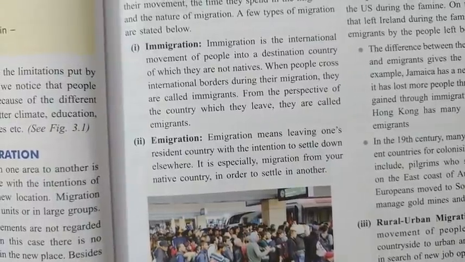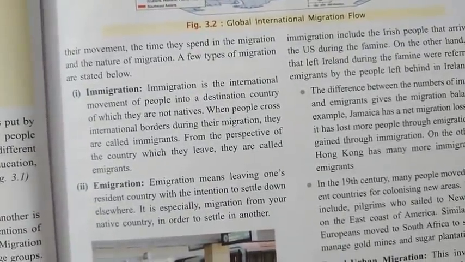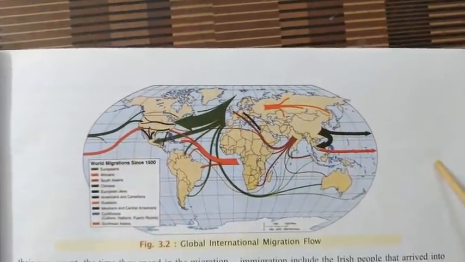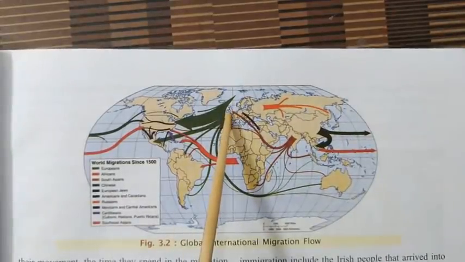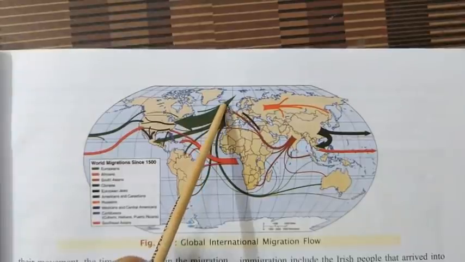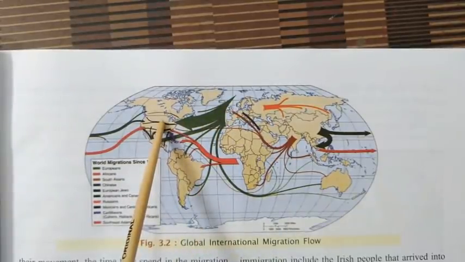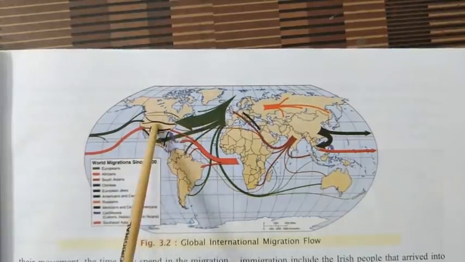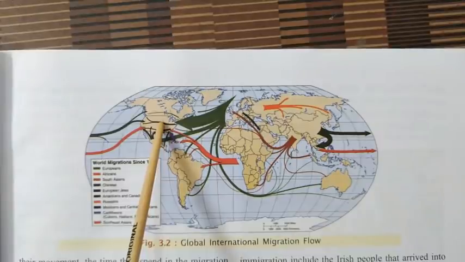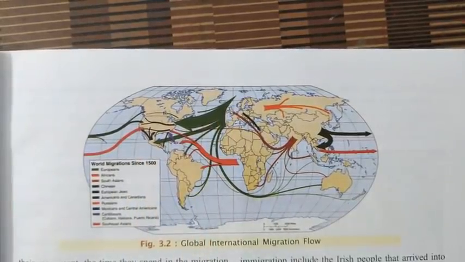Now let's see some examples of immigration and emigration. Let me show you the map here, that will be easier. All of you know there is Britain, and here is Ireland, one small island. A great famine occurred here in Ireland, and a large number of people from Ireland migrated to the United States of America. In the United States, these Irish people were known as immigrants, and this process is called immigration. Still the Irish people are known as immigrants, especially the large number who migrated during that great famine in Ireland.